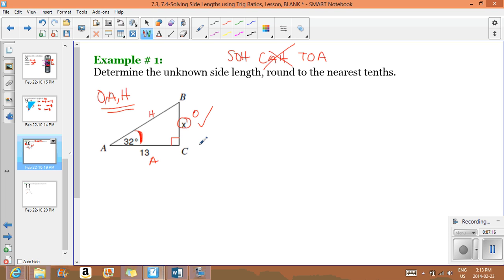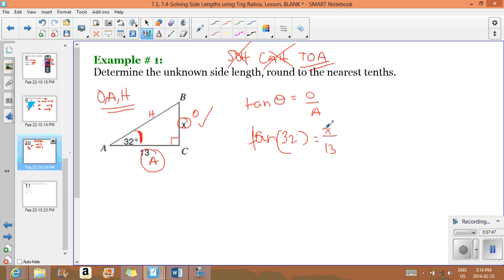The other thing we have to look at is which one are we given? And in this question, we are given the A. The SO does not have an A. So the only option left is the TOA. So we're going to have tan of our angle equals O over A. If we start to substitute values in, we have tan of our angle, which is 32 degrees, equals O, O is x in this question, over A, which is 13.